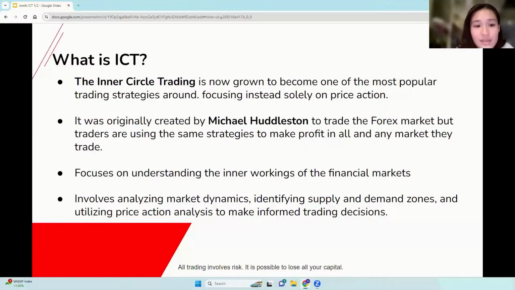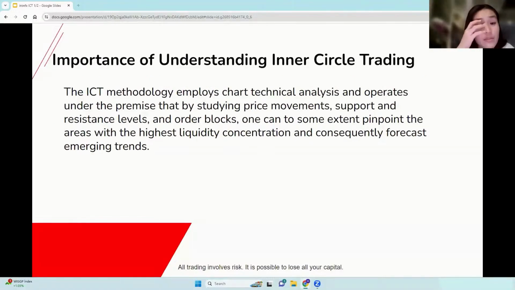It involves analyzing market dynamics, identifying supply and demand zones, and utilizing price action analysis to make informed trading decisions. It has now grown to become one of the most popular trading strategies around, focusing solely on price action. It was originally created by Michael Huddleston to trade the forex market, but currently traders are using the same strategies to make profit in all and any market that they trade.